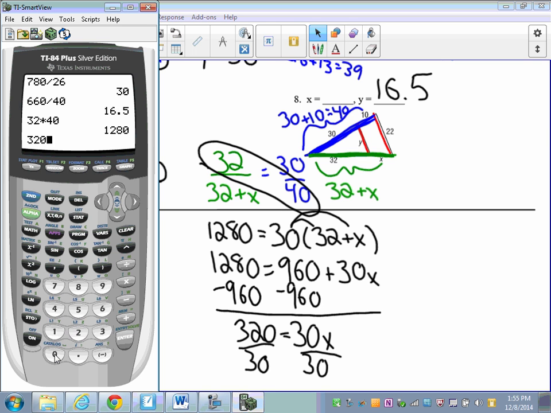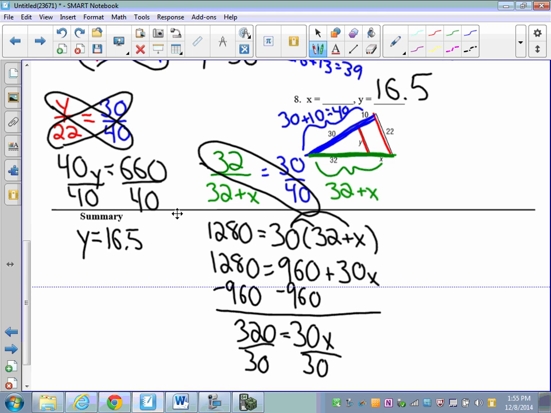So we do 320 divided by 30. And since that's a decimal, we turn it into a fraction. So x is just 32 over 3.